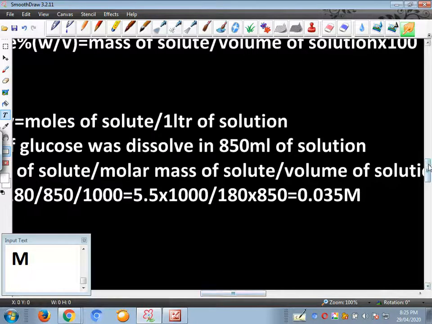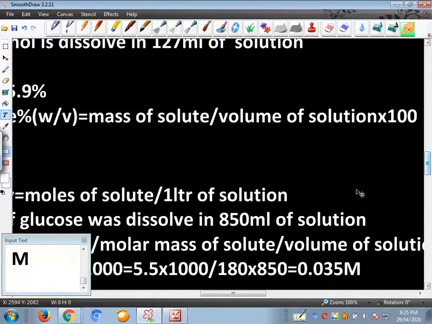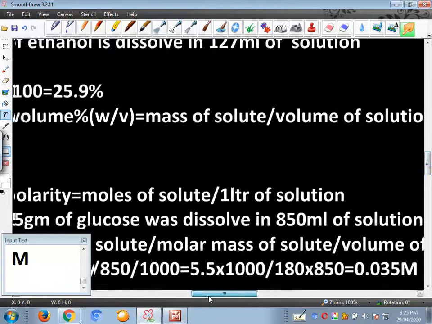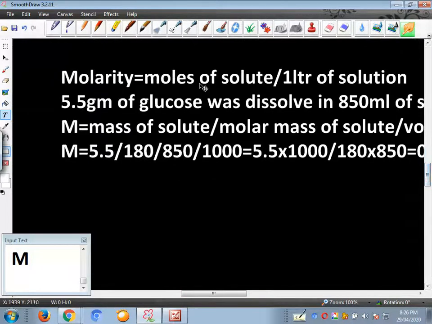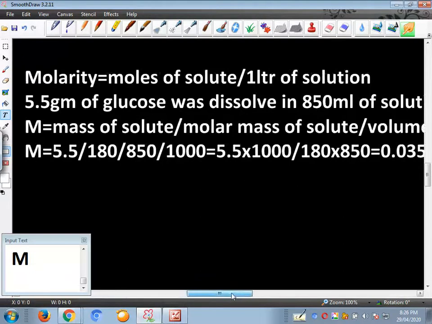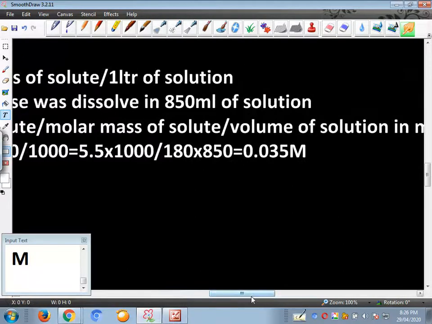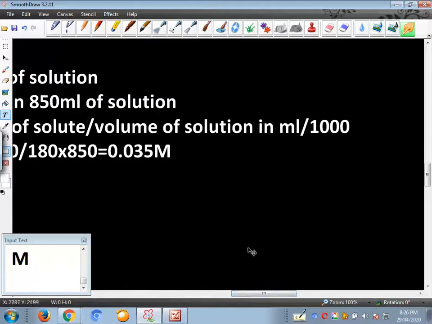I just glanced over the concept. This is a very important one, that is, molarity is defined in two ways depending upon whether the quantity is given in liter or milliliter. Molarity is equal to moles of solute present in 1 liter of solution. If they give the quantity in liter, directly apply this formula. If they give it in milliliter, then molarity is equal to mass of solute divided by molar mass of solute whole divided by volume of solution in milliliter divided by 1000.